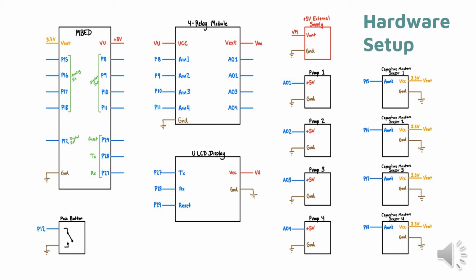The mbed also has 4 analog input pins that are reading data off of our 4 moisture sensors that read the moisture level in each plant. We also have a ULCD display that displays all of the necessary data and charts, as well as a push button that toggles between our 3 ULCD displays.